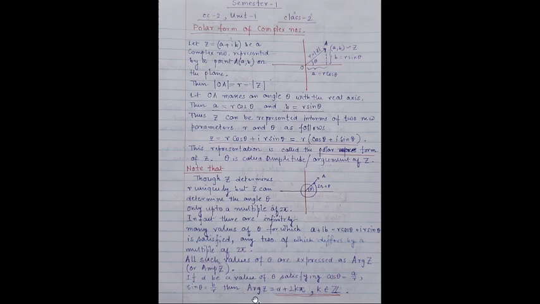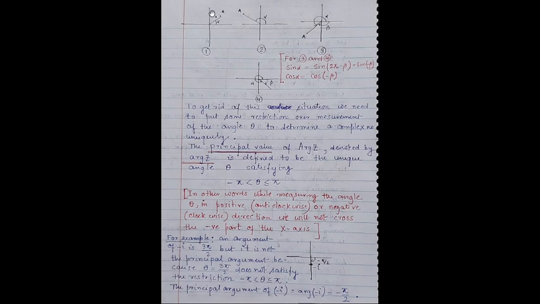They are general argument or general amplitude for the complex number Z. Well, this is one situation. Let's come to another situation. In this case, say OA can be here, this point, the complex number A. The Z can be plotted here or here or here or here.